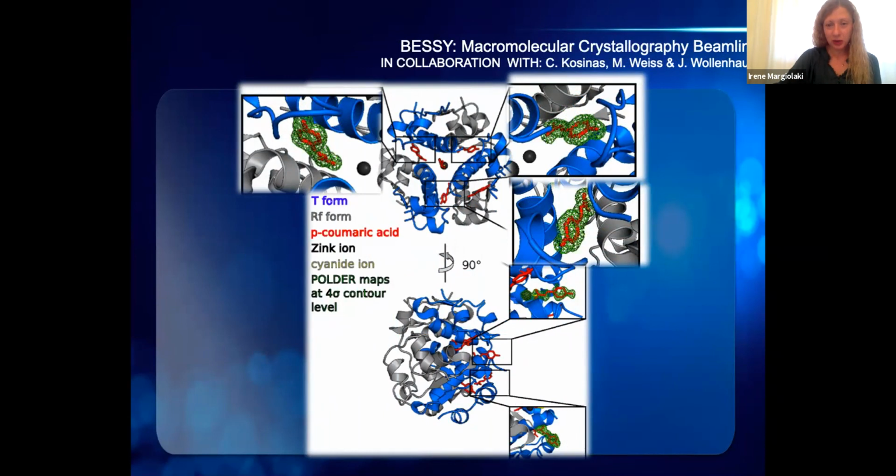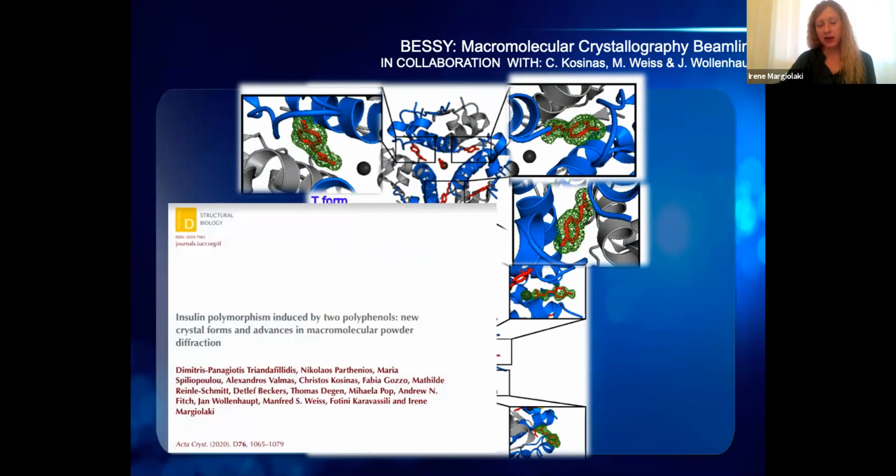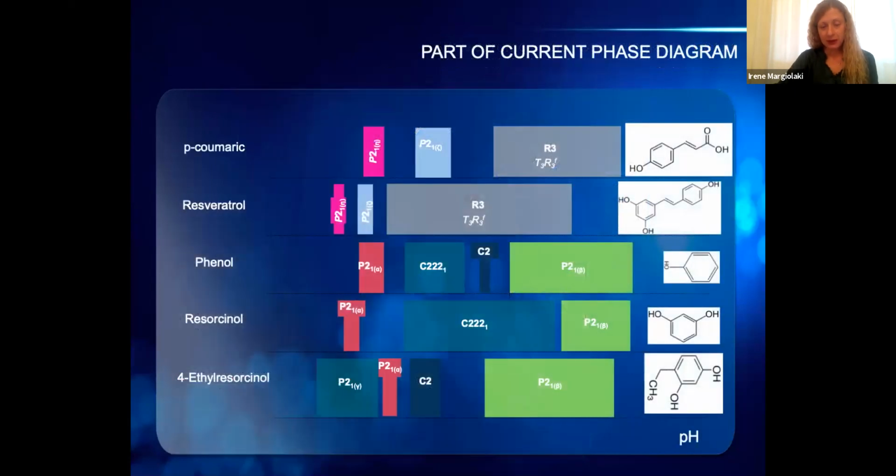More details about this structure are now available in this publication and also from the protein data bank. This is a small part of the phase diagram we've been constructing since 2007 for insulin co-crystallized with different ligands.